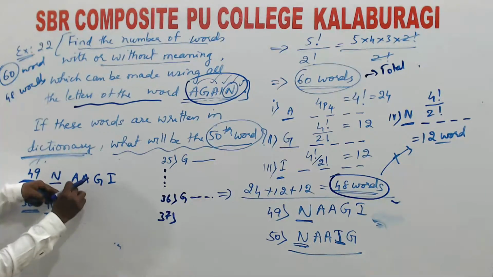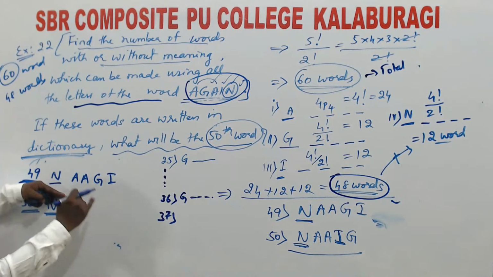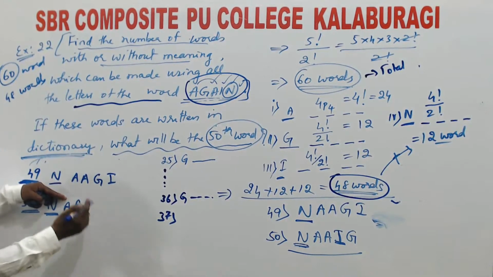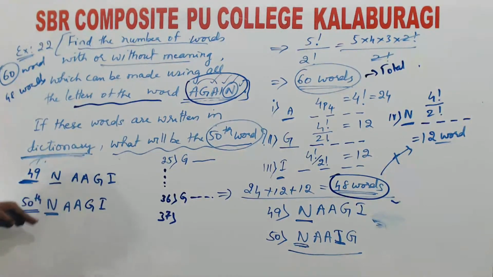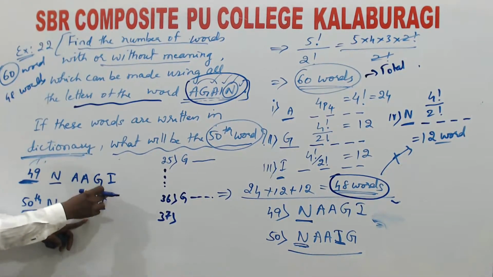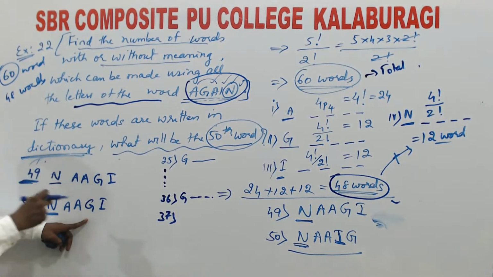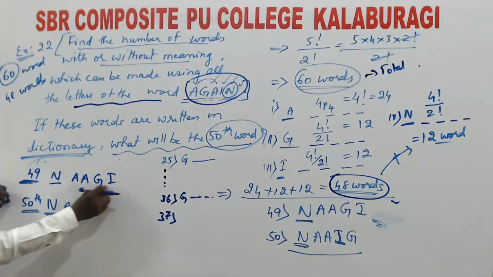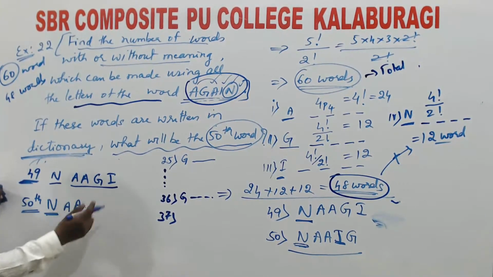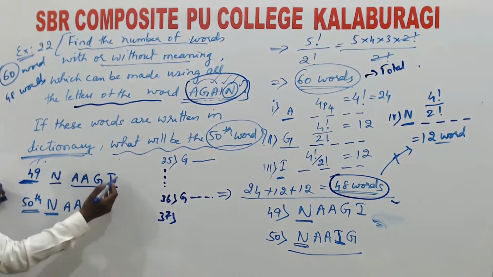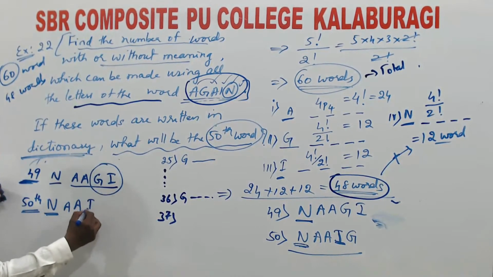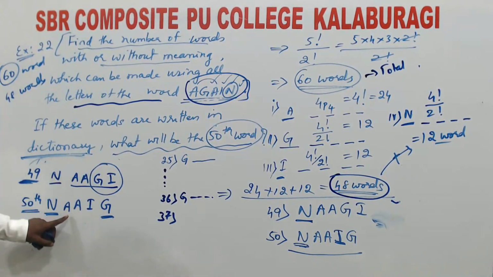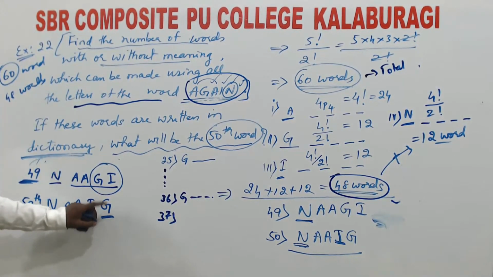A. So the 49th is already G here. So what is the next letter in the dictionary? You cannot use this one again, right? So how will you use it? Because you have to write according to dictionary alphabet order, right? So you have already written the GI one here. So how can you write the next word? By taking I first, and then you have to fill the G. So the 50th word will be NAAIG. Okay.